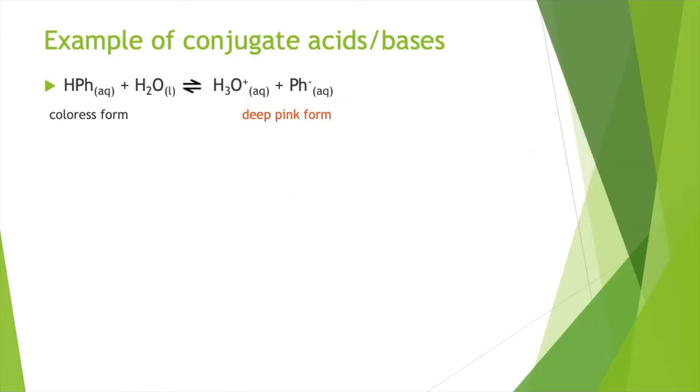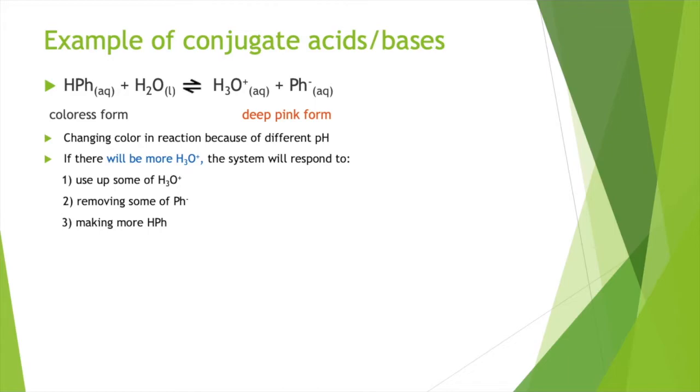Most of the time, you can use an indicator to monitor the color changing to see the different pH value. There is an example of the reaction between HPH and water. According to the concentration of hydronium ion, the color will be influenced. So, if there is more hydronium ion, the system will respond to use up some of the hydronium, removing some of pH minus, and making more HPH. So, the color will be the HPH form.